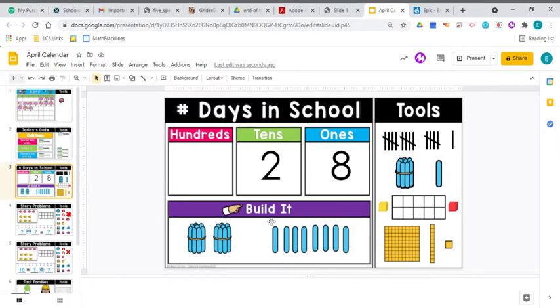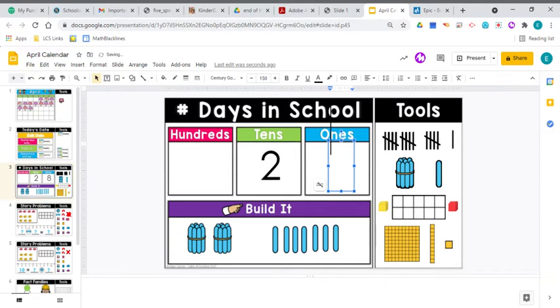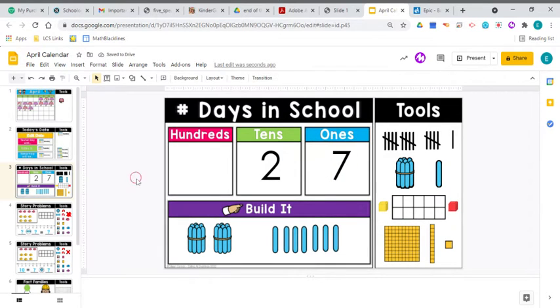All right, let's take a look at our days in school. We are counting down our days in school. So we have 2 10s. Here they are, 1, 2. And then we have 1, 2, 3, 4, 5, 6, 7. We took away 1. So instead of having 28 days left, we have 27 days left of school.